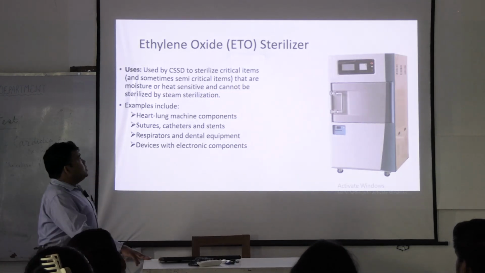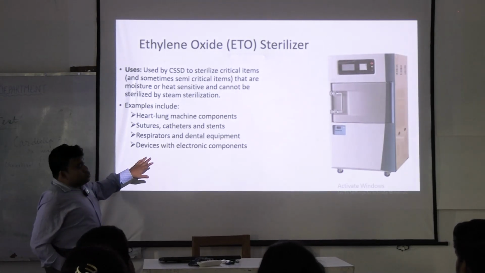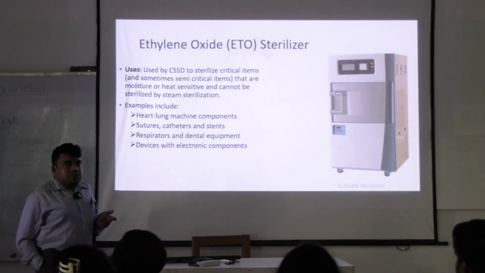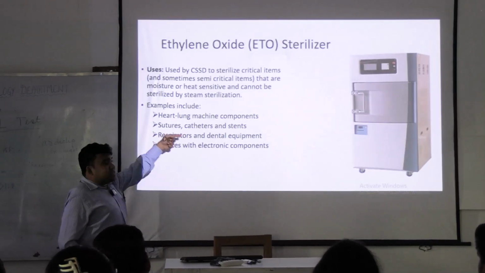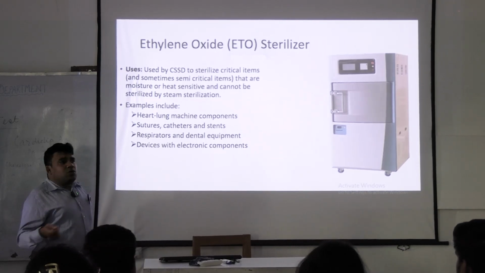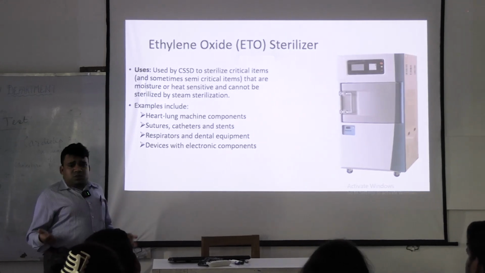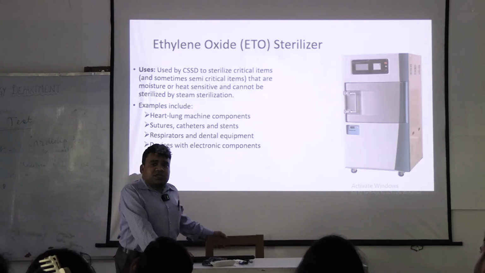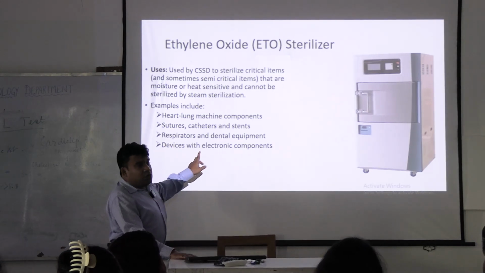Next comes the question, then why it is used? Because this can be used on items which cannot be exposed to high temperature and pressure. Example, heart lung machine components, sutures, catheters, stents, these are made of various types of material from silicone to plastics. If you expose them to high temperature and pressure, obviously they will get deformed. Why? Because in ETO, temperature and pressure is not raised. Hence, sensitive equipment can be sterilized.